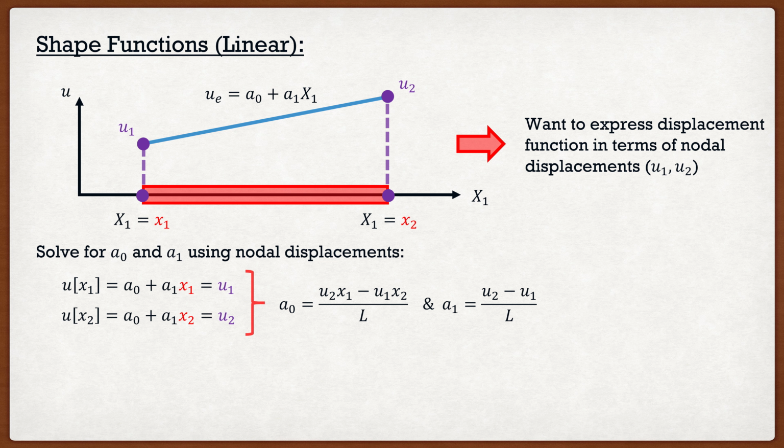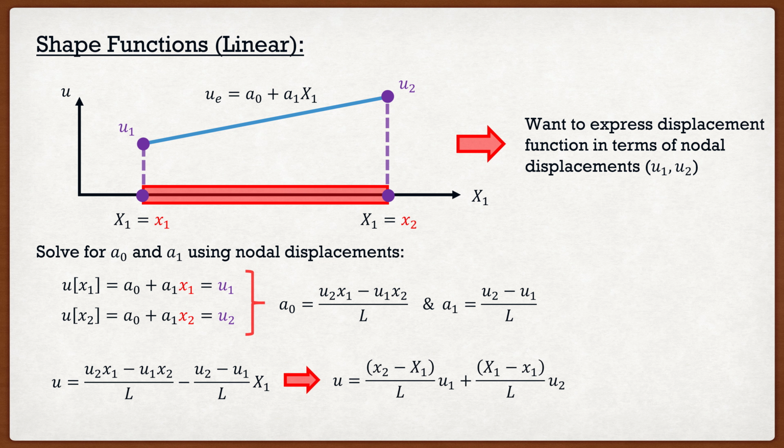From there, I'm going to take these values of A0 and A1, and substitute them into our original approximation function. Remember that we had A0 plus A1 times x1. Well, I just took A0 and A1 and substituted them in here. Now I'm going to do something a little bit fun. We're going to rearrange this equation so that we now have a function times our nodal displacement U1 plus a function times our nodal displacement U2.